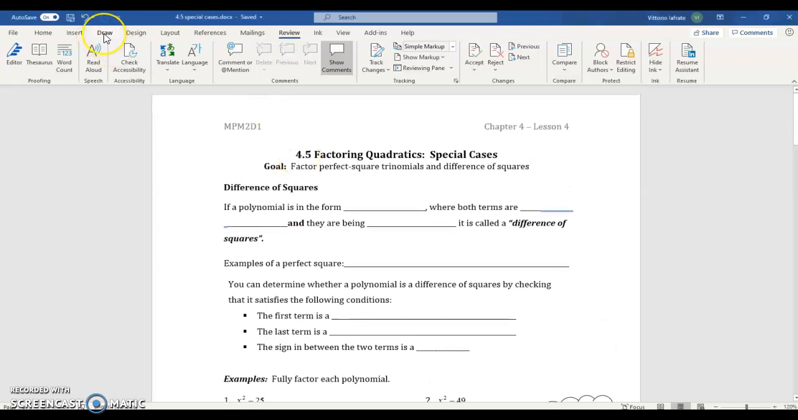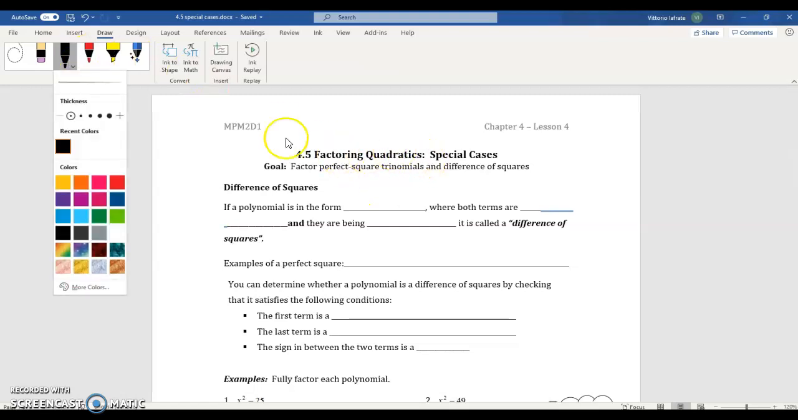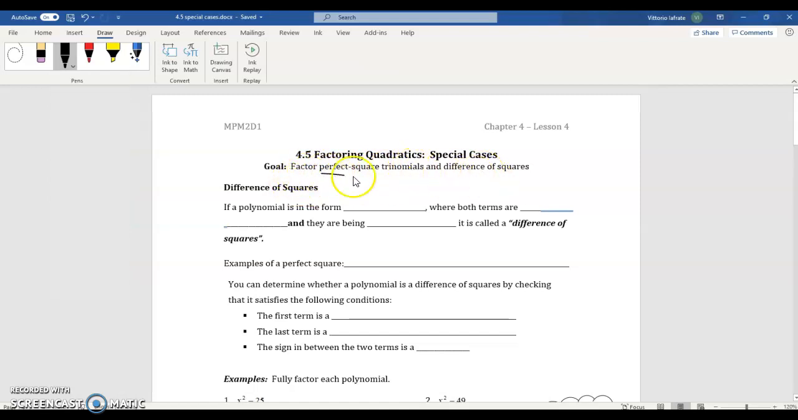This is a video lesson for 4.5. We're going to be doing some more factoring, but this time factoring with special cases. Those special cases include polynomials that are called difference of squares and perfect square trinomials. So those are two cases we'll be working with. We'll start off with difference of squares.